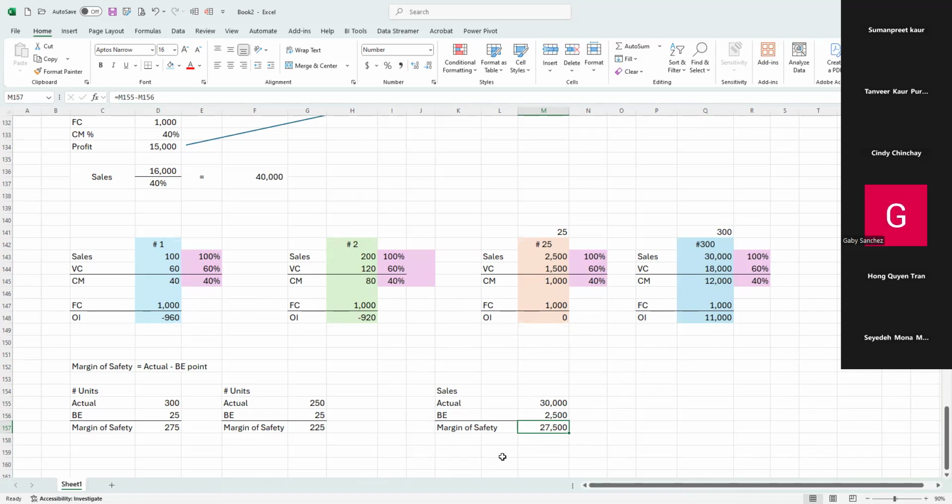Professor, what is the purpose of margin of safety? Margin of safety is to tell you how much above the break-even you are. That's what's going to make you sleep well at night, if you know where the break-even is and where you are.